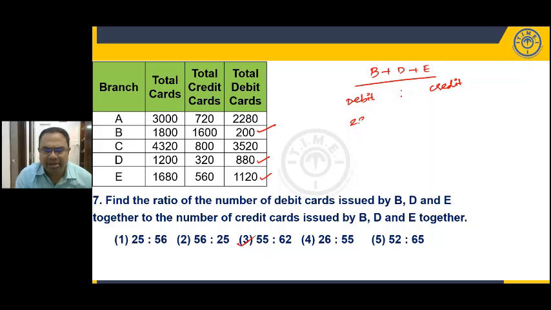Number of debit cards issued to that of credit cards issued, okay? 2200. Credit cards issued by B, D, E: 1600, 1900, 1980, 2480. Okay. So 4 5s are 20, 4 5s are 462. So 55 is to 62. Correct answer. Correct answer, Subhangi.